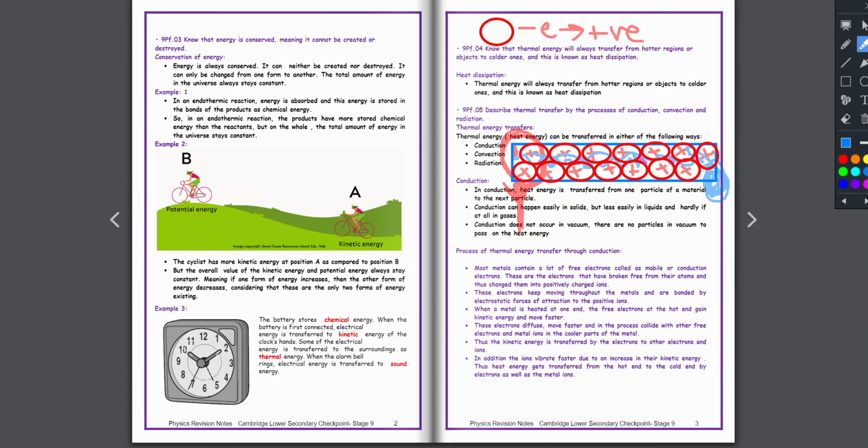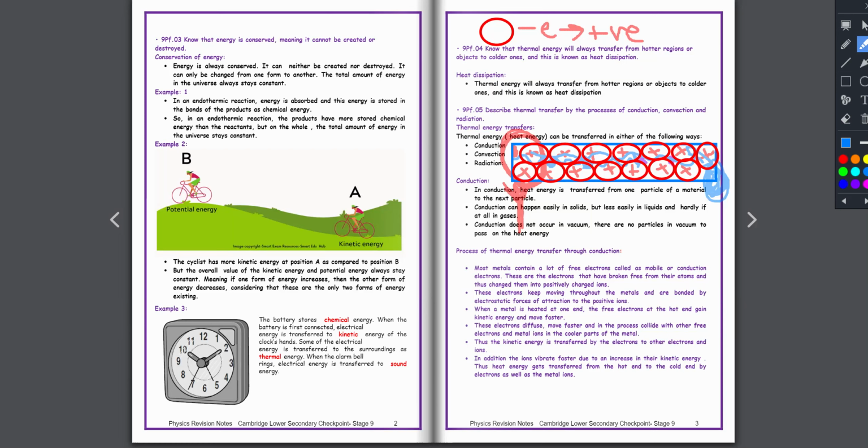The third thing you need to remember is that these metal ions are also vibrating in their positions. Okay? Because their kinetic energy is increasing, they are also vibrating in their positions. So, on the whole, what is happening? Heat energy is getting transferred.